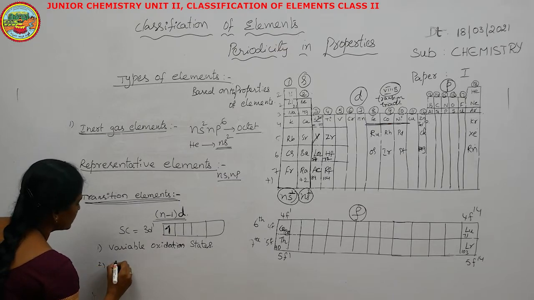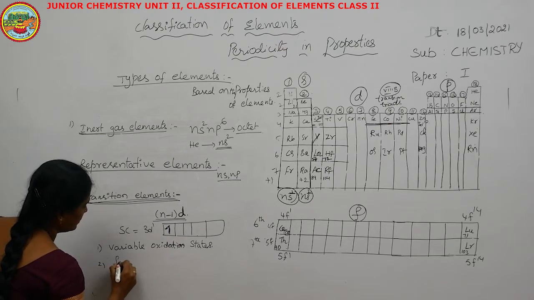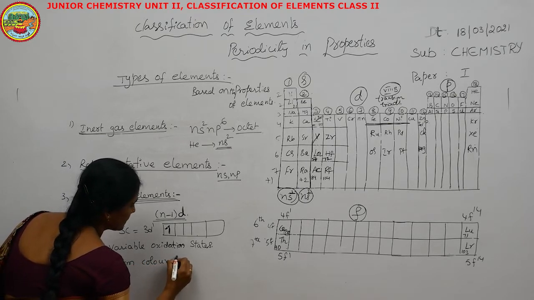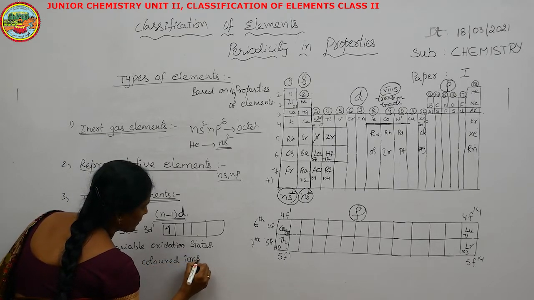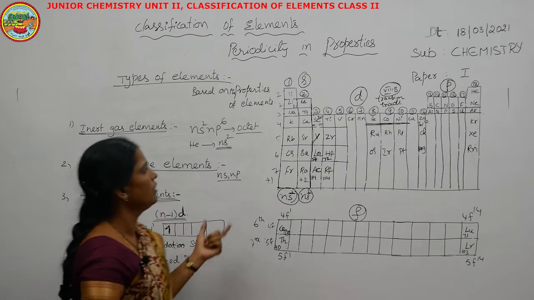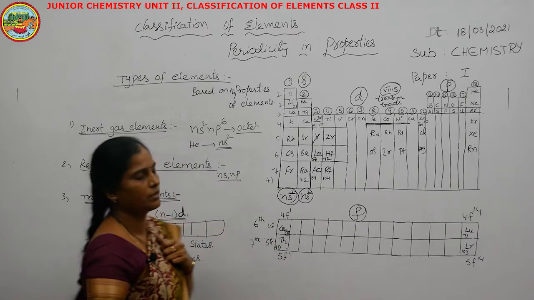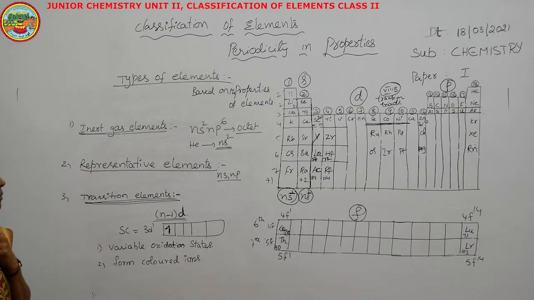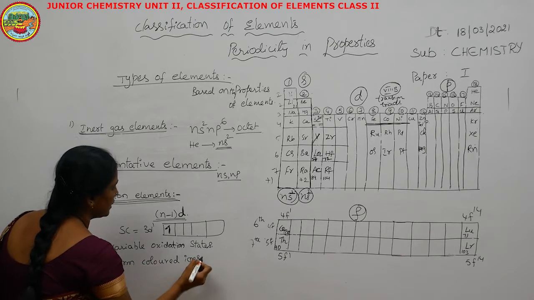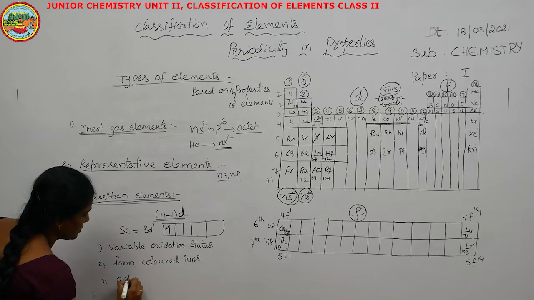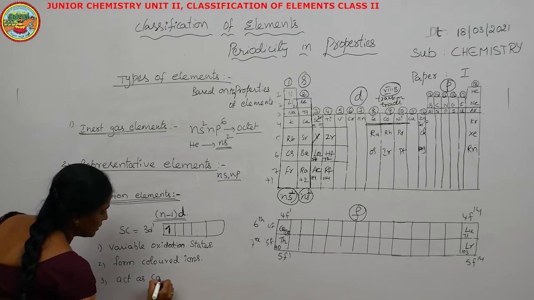They form colored ions. Due to this same reason, they also exhibit colored compounds. If you consider copper in aqueous state, it is blue in color. Manganese, pink in color. Like that, they form colored ions. They act as catalyst.